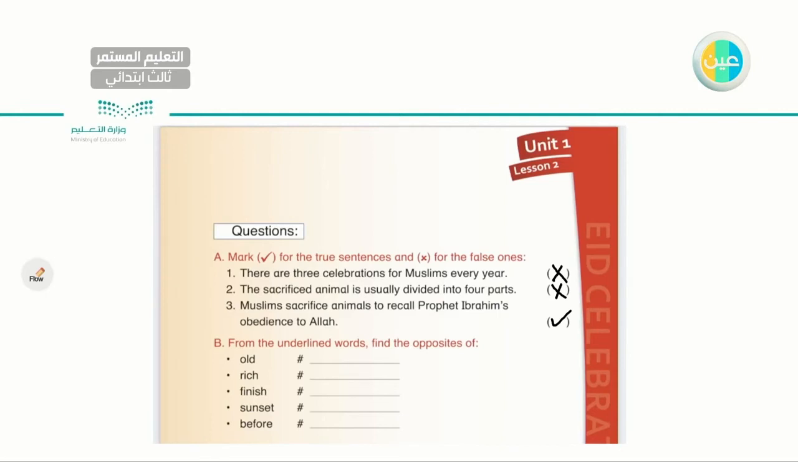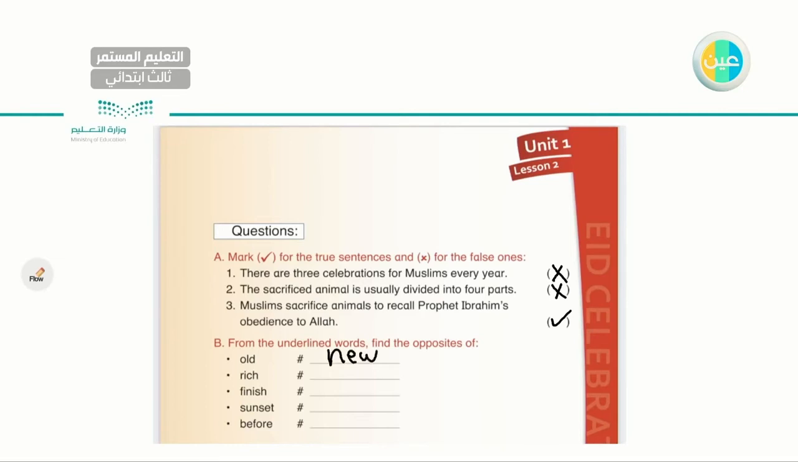Let's go to exercise B. For exercise B, from the underlined words, find the opposite of. In the paragraph, you will find 5 words. Okay, they are underlined with a line under it. So let's try to have the opposite. Old. What do you think is the opposite of old? We show some pictures, if you could remember, a couch, an old couch, and new. Very good. New couch. Excellent.